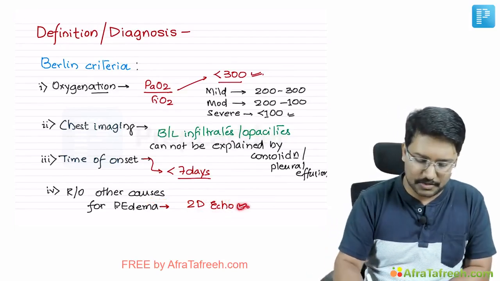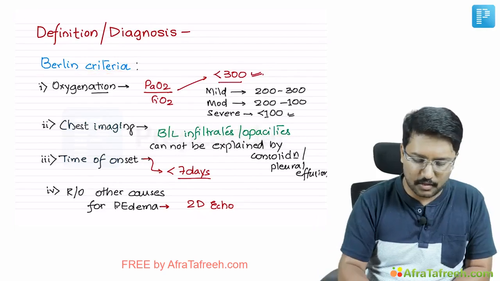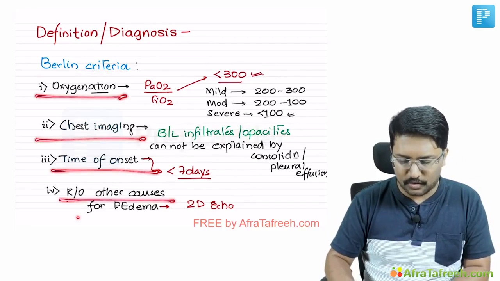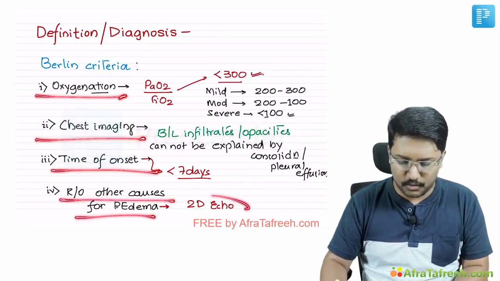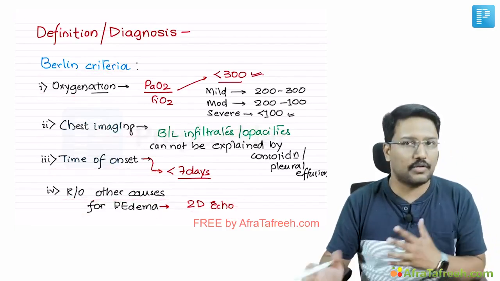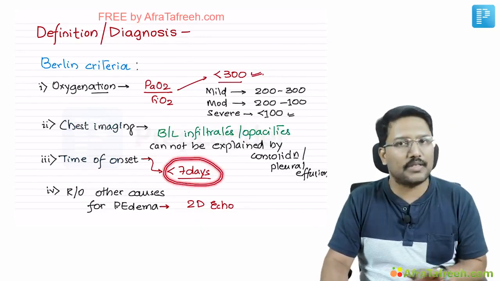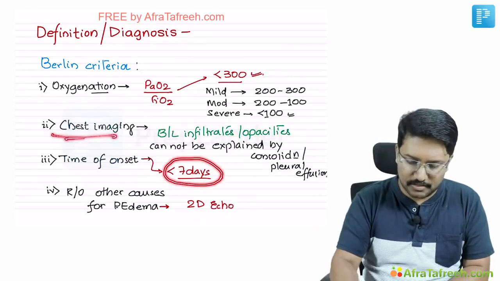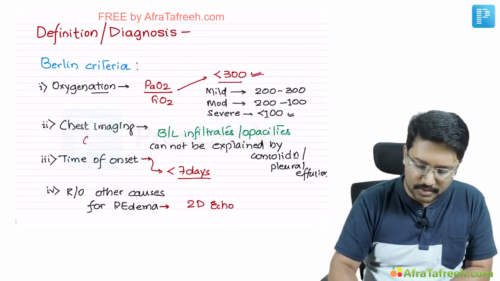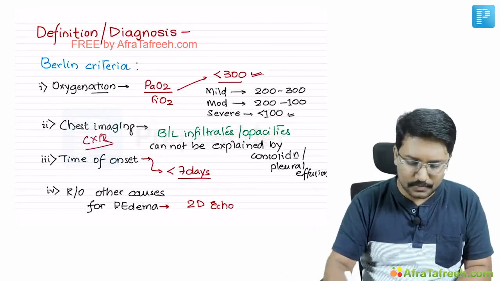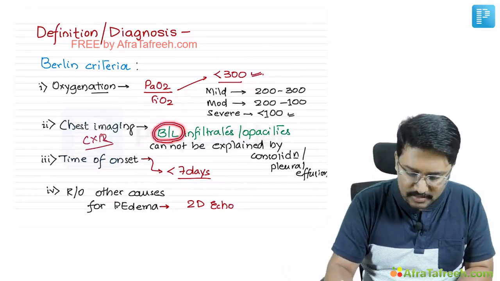So this is the definition, Berlin definition or Berlin criteria: oxygenation, chest imaging, time of onset, and the ruling out of other pulmonary edema causes. 2D echo for ruling out other pulmonary edema causes or separating the cardiovascular causes, and the time from clinical insult to onset of symptoms less than 7 days. Chest imaging, the preferred imaging modality, I forgot to tell you, is chest X-ray, but it's fine if you do HRCT for some other indication. Bilaterality is a must, right?